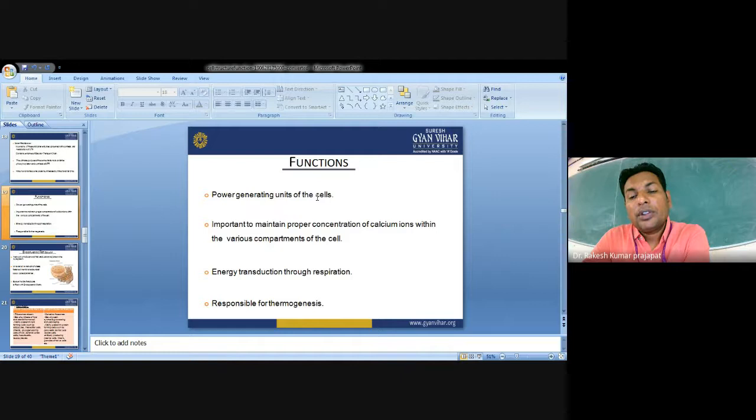Importantly, mitochondria maintain the proper concentration of calcium ions within the various compartments of the cells. They also transduce energy through respiration. The citric acid cycle occurs in the matrix of the mitochondria. This is the chief source of energy because it oxidizes most of the reducing agents which are synthesized during respiration. So this is known as an energy-transducing cell organelle.